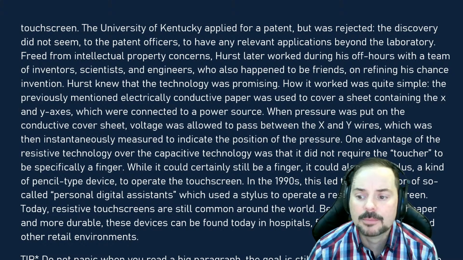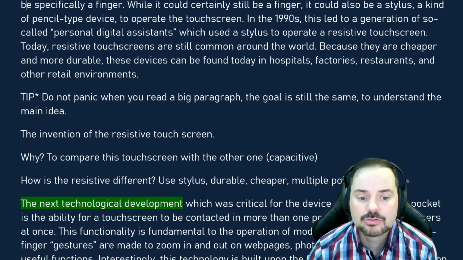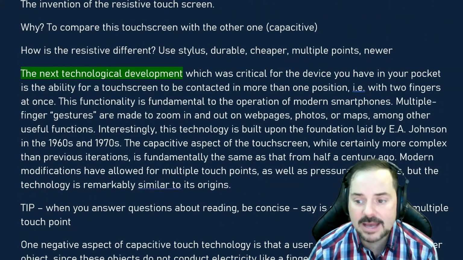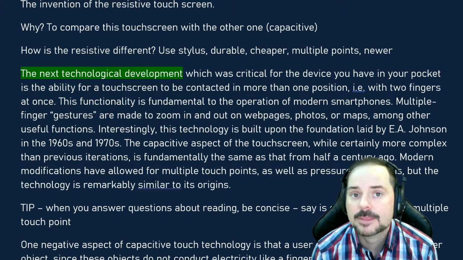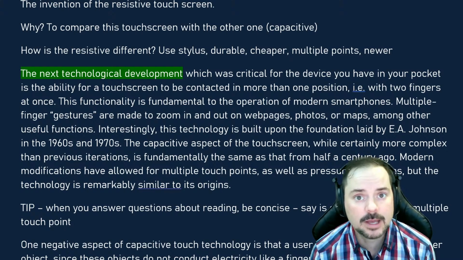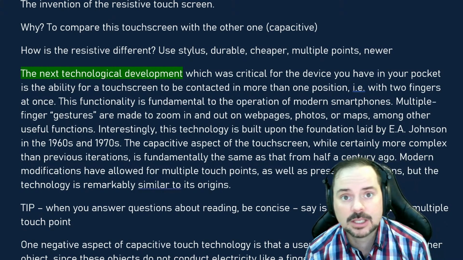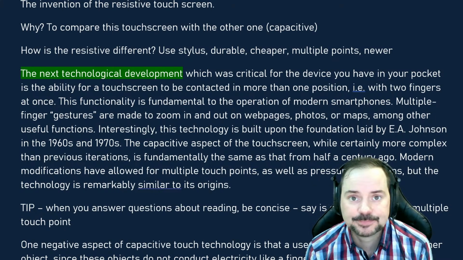Okay, it said one advantage of the resistive technology. Yeah, capacitive. But it doesn't actually say that. So it's not true that the resistive allows us multiple touch points, right? The technology that allows us multiple touch points is the capacitive. So if you're doing active reading in the IELTS, this should be a kind of surprise to you as the reader, that the old technology is actually the more current technology. Isn't that interesting?